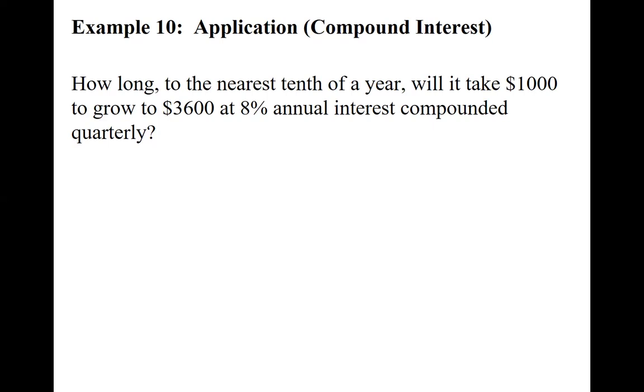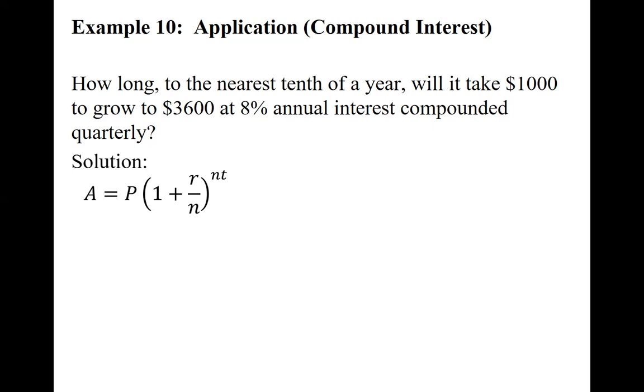How long to the nearest tenth of a year will it take $1,000 to grow to $3,600 at 8% annual interest compounded quarterly? So remember, we have this compound interest formula. A equals P times 1 plus R over N to the NT.